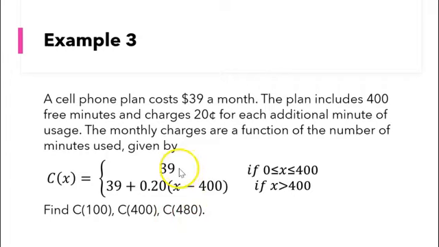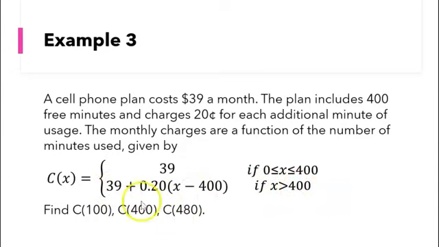Now, a piecewise defined function uses several different parts to describe what your answer is. And the really important part is over here where it says if. If x is between 0 and 400, you're using this top thing, and that will tell you how to find your answer. If x is more than 400, you're using this bottom part to find your answer.